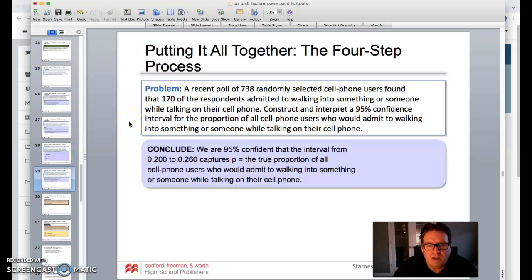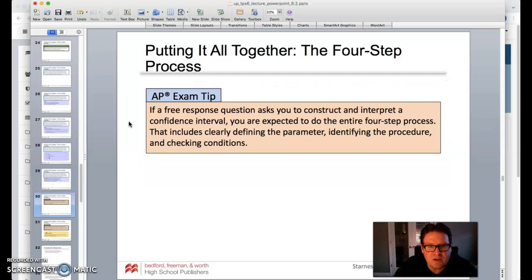All right, so we're going to conclude that we're 95% confident that the interval from 20 to 26% captures p, the true proportion of all cell phone users who would admit to walking into something or someone while talking on their cell phone. Kind of a nice little process. Now, if free response questions ask you to construct and interpret a confidence interval, you're expected to do the entire four-step process. Make sure you do that. That includes clearly defining the parameter, identifying the procedure, and checking conditions. So make sure you show all that. And we'll practice that, of course, with some FRQs here.